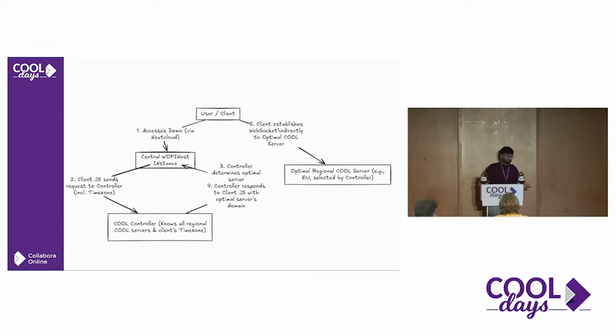This is how it works. We open a document. Client JS sends a request to the cool controller asking which server it should go to. The request has the time zone. So depending on the time zone, cool controller will give the address, the domain of the server which is closest to the user.